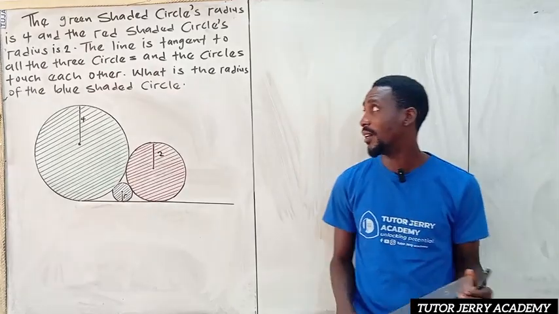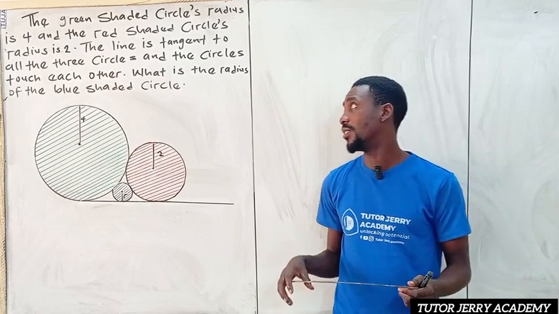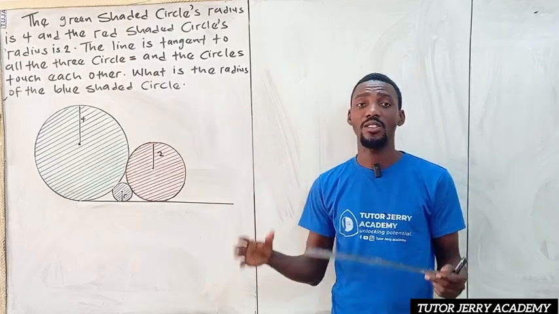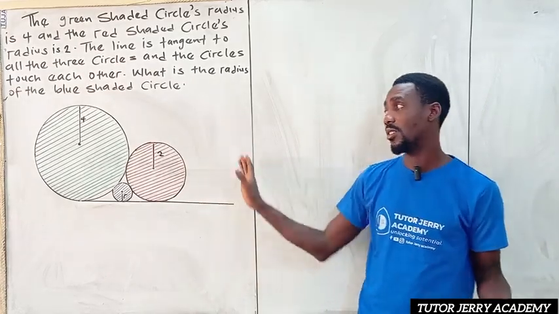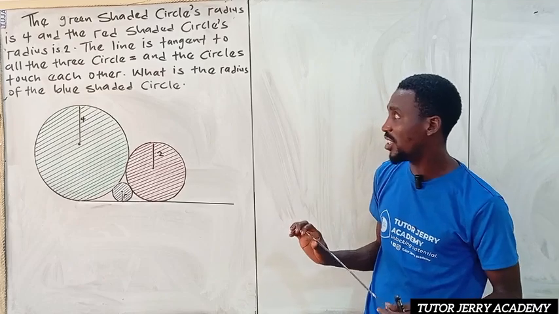Hello and welcome. Let's solve another question on geometry. But I want you to note that the diagram is not up to scale. Please, it's not up to scale. All right. So the question says the green shaded circle radius is 4.